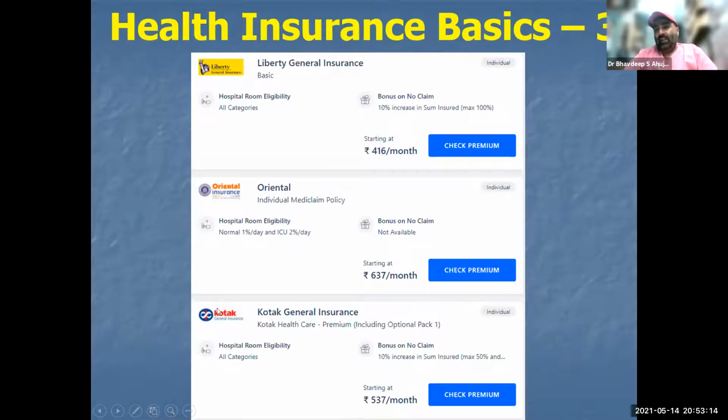Kotak has the least incurred claim ratio. बेचारों की policy को लेता ही नहीं. So you'll see in the ICR part, they have very less claims and very less policy.